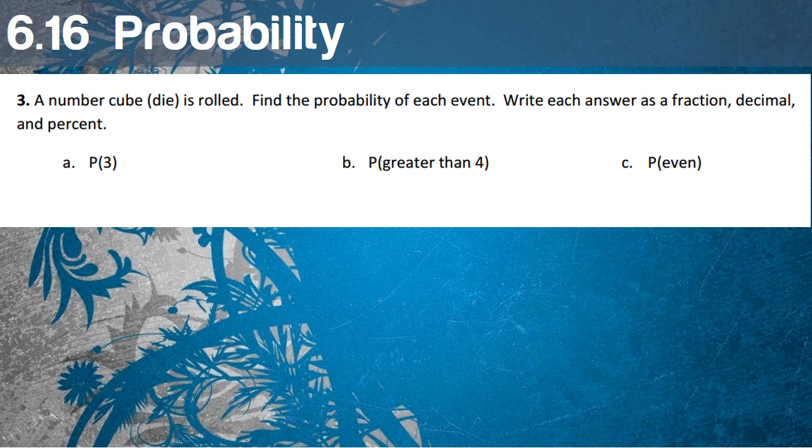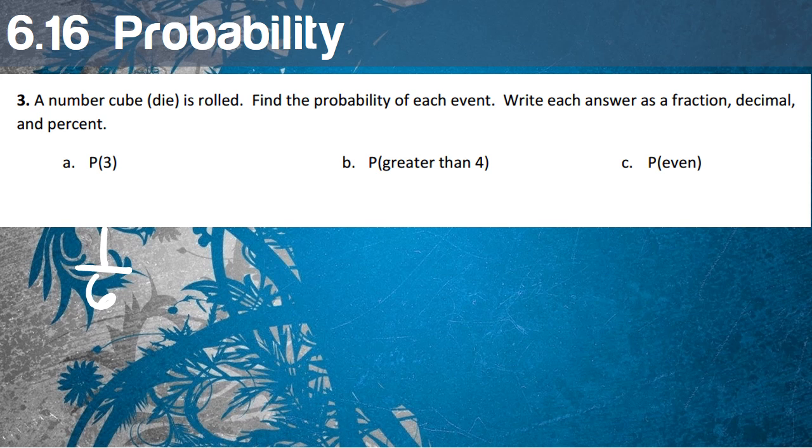Now if we roll a die, so we have a cube that has numbers on it. For the probability of each event, we're going to write it as a fraction, a decimal, and a percent. So this cube has 6 sides, labeled 1 through 6. What's the probability of rolling a 3? For letter A, we have 6 sides, and there's only one 3 on there, so we write that as 1/6.